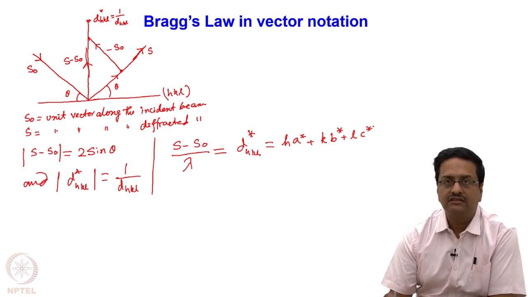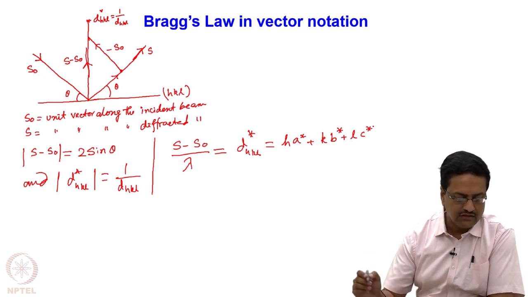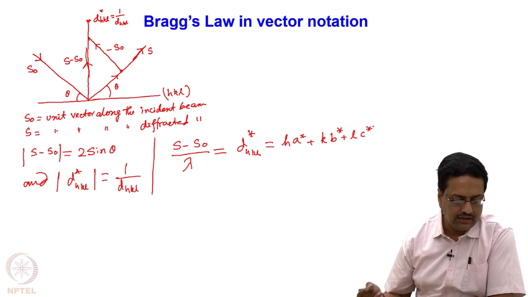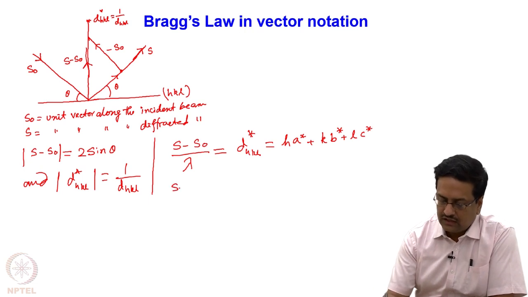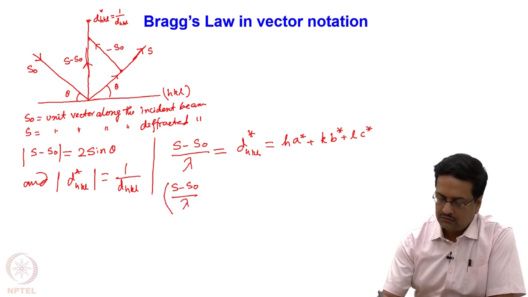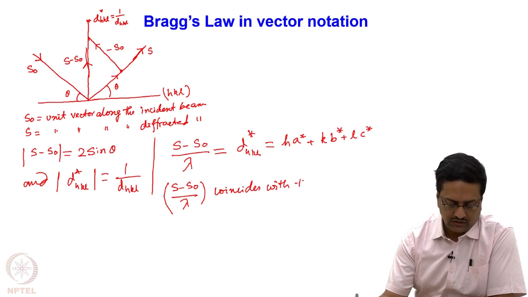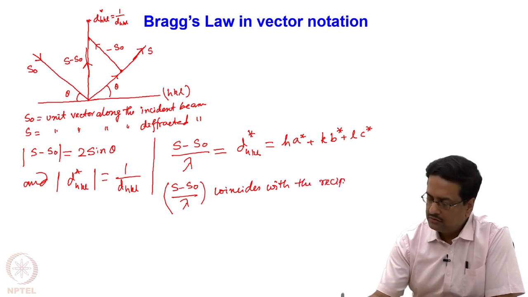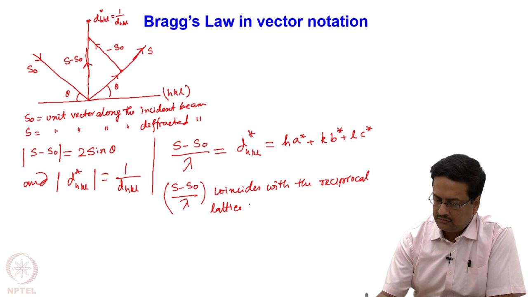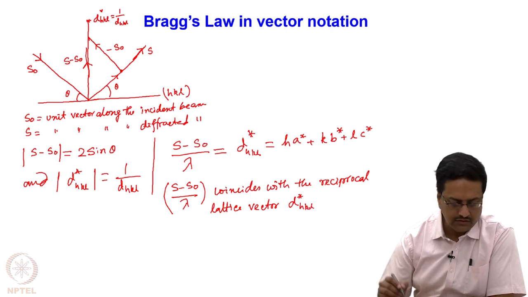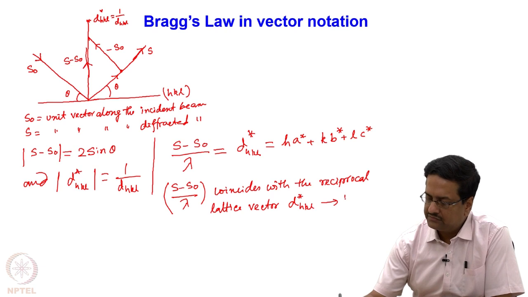So, when a constructive interference happens, the Bragg's law or Bragg's condition is satisfied, and then we get a diffraction. That is when the vector (S minus S0) by lambda coincides with the reciprocal lattice vector D star HKL, we observe diffraction.